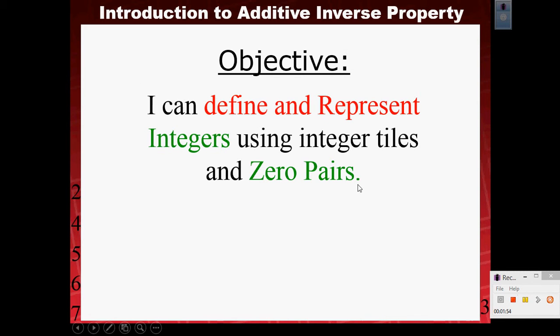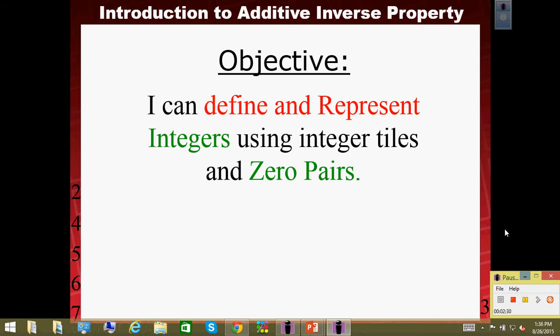Okay? So our objective for today, I can define and represent integers using integer tiles and zero pairs. Let's read it together. 1, 2, 3. I can define and represent integers using integer tiles and zero pairs. Let's read it again. 1, 2, 3. All right. So copy that at the bottom left of your Cornell notes. Write that where it says objective. And for those of you that already have your colored pens, make sure you're color coding your objective.